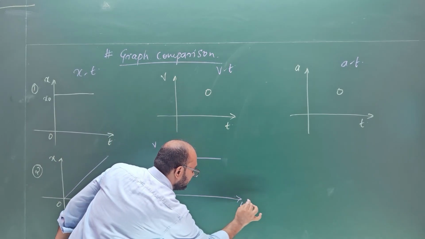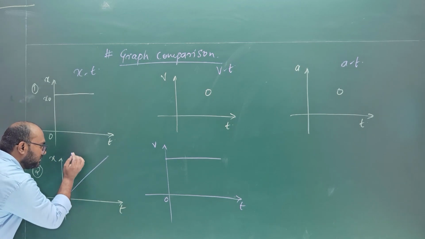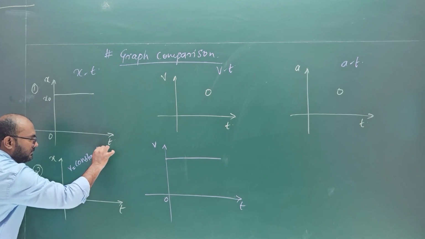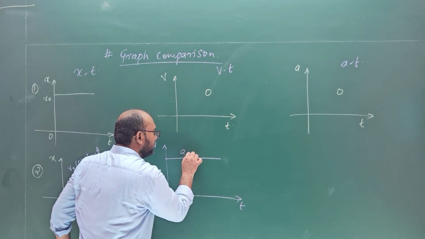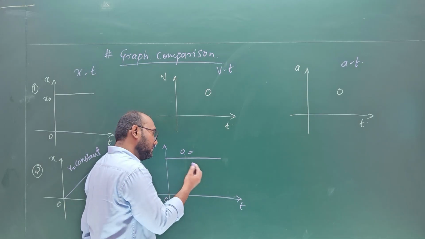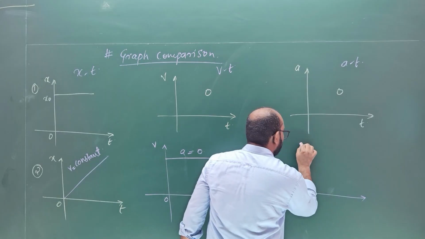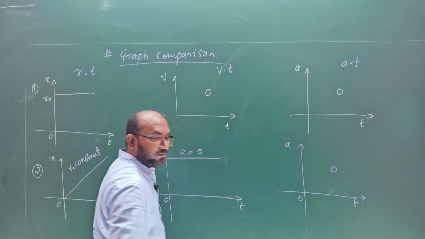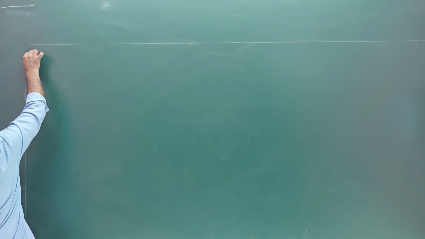This is your V, this is your T, this is your 0. Can I say that velocity is constant here? Velocity is constant? Yes. Can I say acceleration is 0? 0 or constant? 0. Then can I represent over here again with 0? Yes or no? Yes? Okay, right on. Third case.